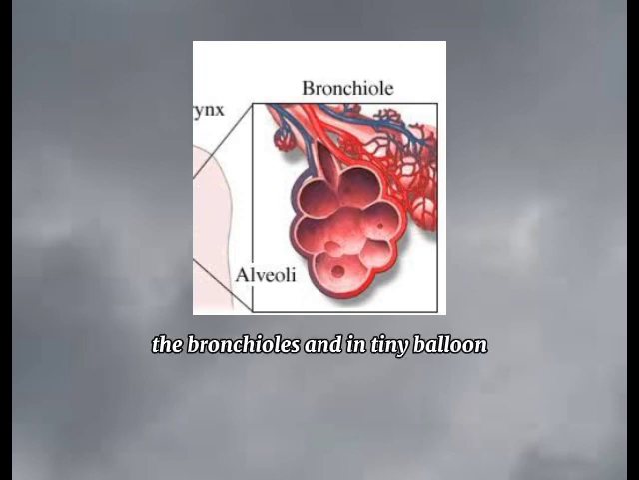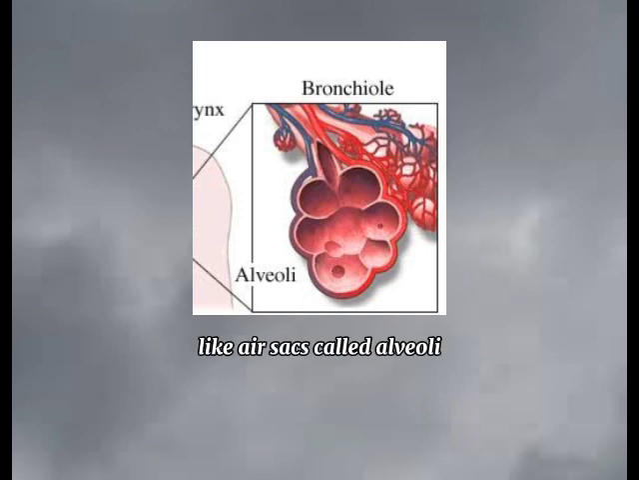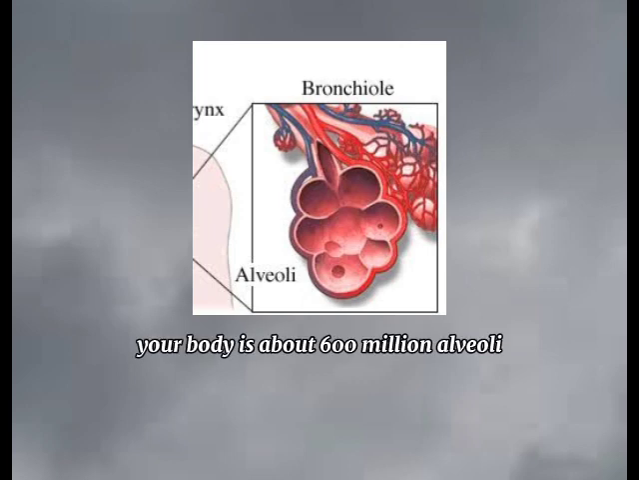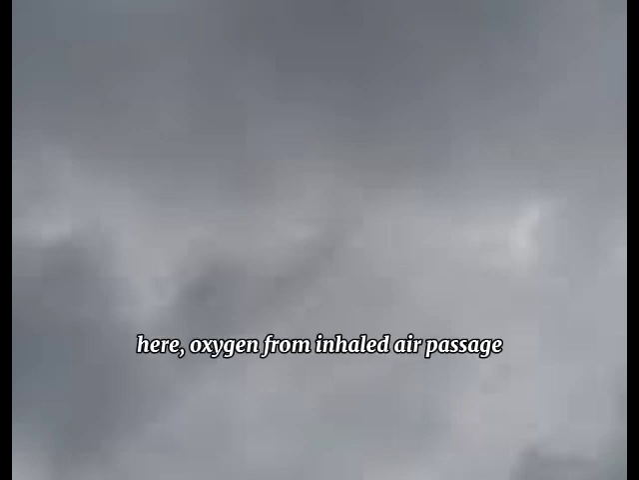As the bronchial tubes pass through your lungs, they divide into smaller air passages called bronchioles. The bronchioles end in tiny balloon-like air sacs called alveoli. Your body has about 600 million alveoli. The alveoli are surrounded by a mesh of tiny blood vessels called capillaries. Here, oxygen from inhaled air passes into your blood.